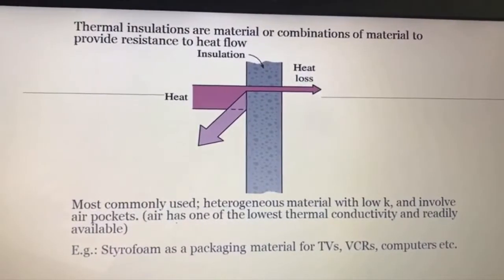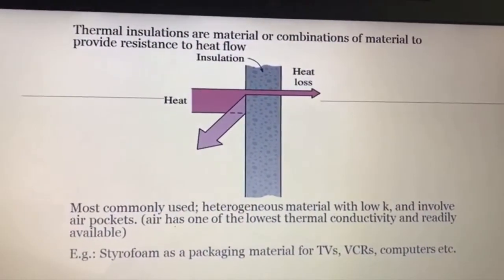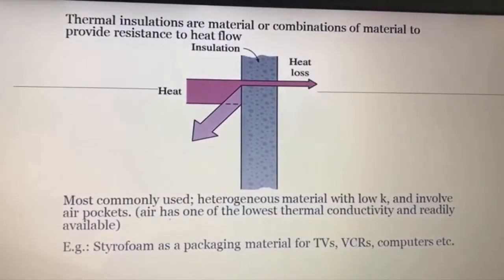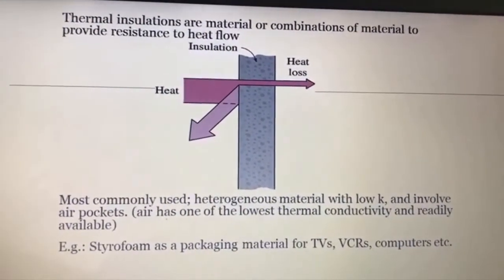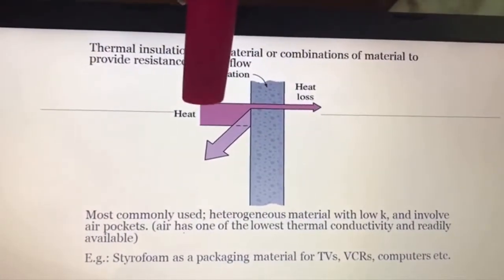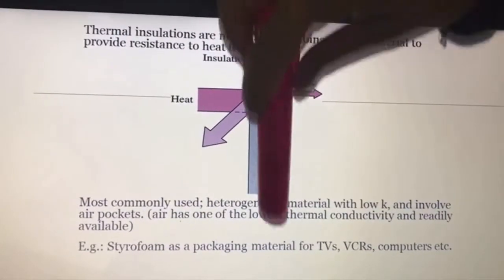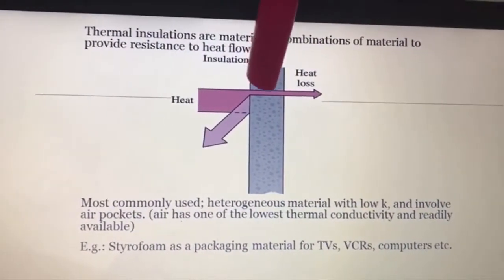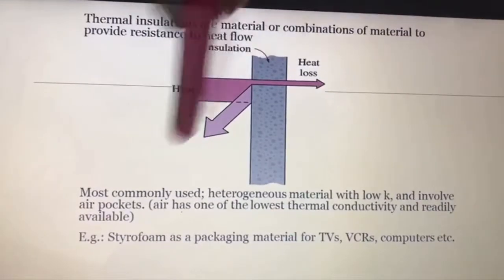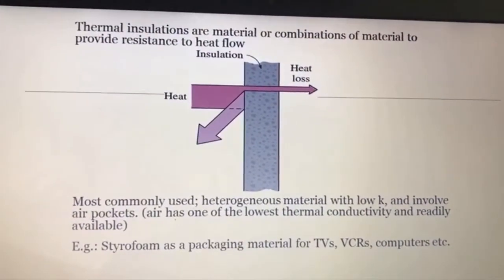For example, we use styrofoam as a packaging material for TVs, VCRs and computers. Okay, for example, heat can transfer to this area, but when we put insulation, the heat will reflect, so the heat loss that occurs will be less.